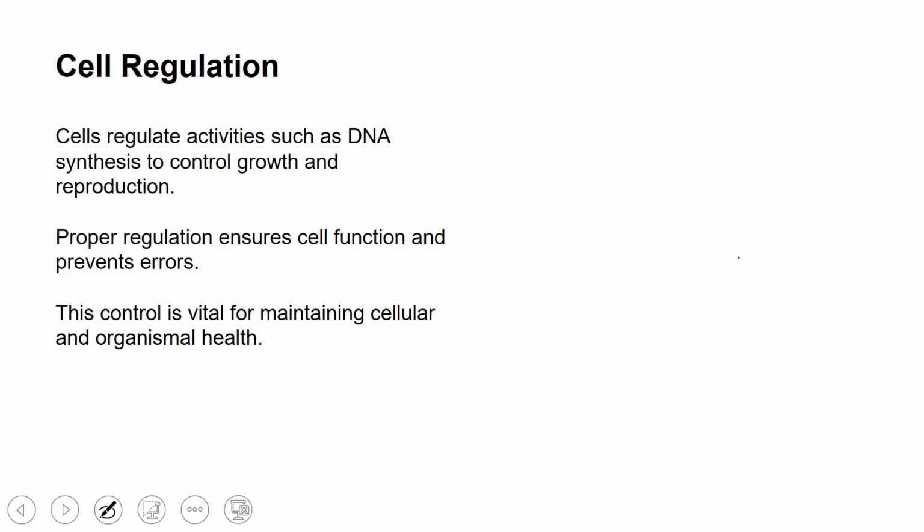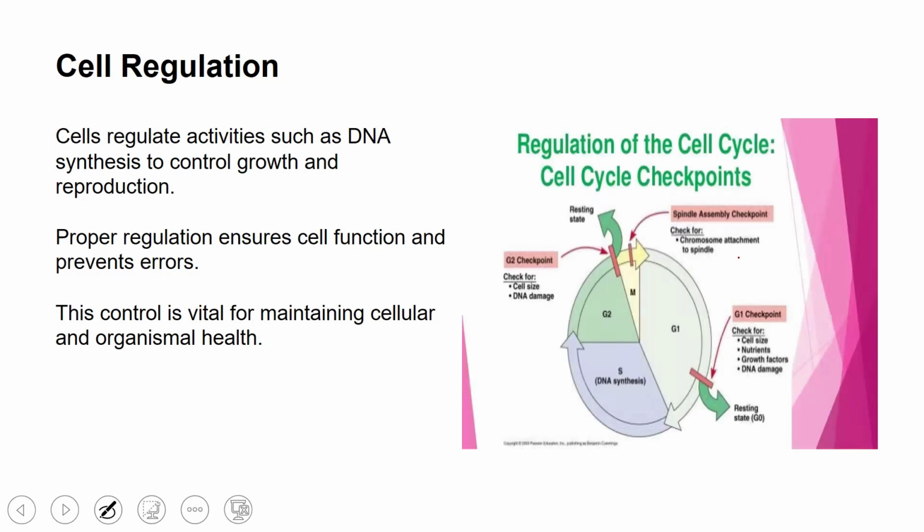And the next thing is cell regulation. So cell regulation is also another property of a cell. Cells regulate activities such as DNA synthesis to control growth and reproduction. And proper regulation ensures effective cellular function and also prevents errors, that is mutation. So this control is vital for maintaining cellular and organismal health. If the activities of the cell are tightly regulated, it means that our cells will be healthy and the entire organism will also be healthy.